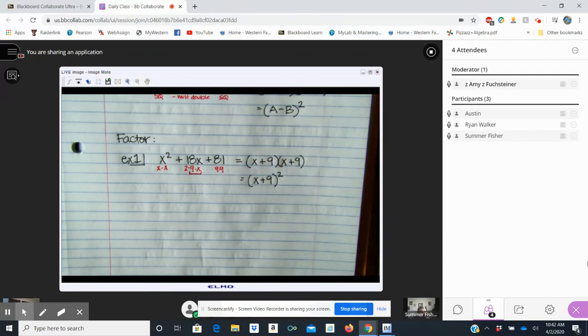So we're not really solving them anymore. We can just figure out the pattern right away. For perfect square trinomials, you can figure out the pattern right away.